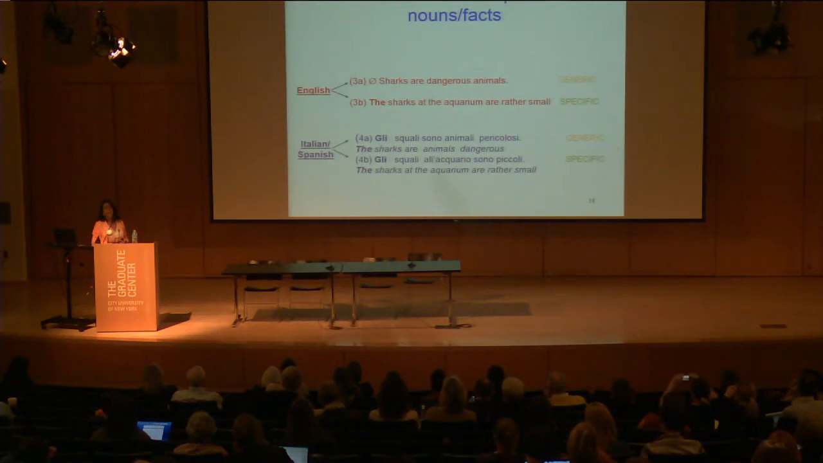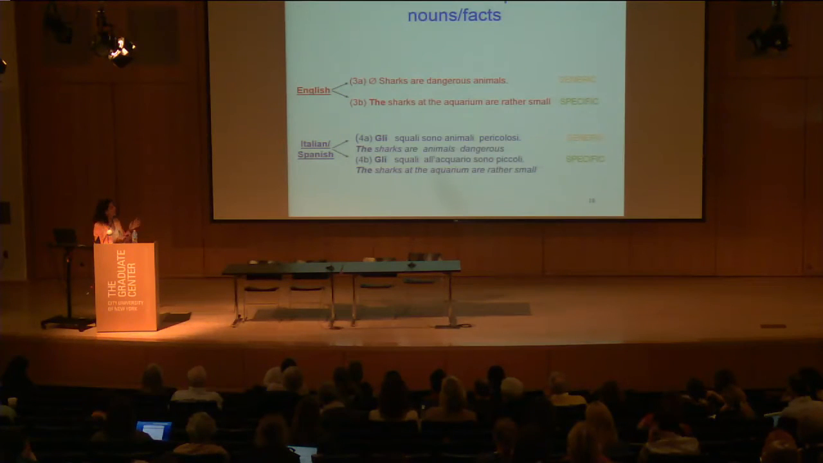For the plural nouns, with or without determiners or articles, again, English patterns differently from Spanish and Italian. For English, if you are referring to a generic meaning, for example, sharks are dangerous animals, you can't use the article. So sharks, the category of sharks, are dangerous animals. But if you're referring to a specific group of sharks, then you have to use the article. So the sharks at the aquarium are small. For Italian and Spanish, no difference. In both cases, you have to use the article, whether you are using a generic meaning or a specific meaning.